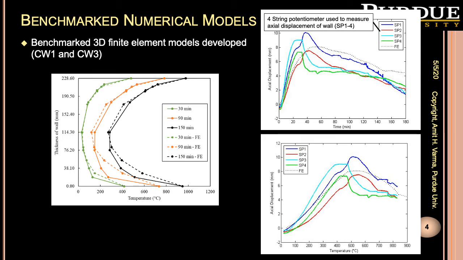The obtained axial displacement from finite element analysis for CW1 are compared with the measured displacements. Figures on the right show the axial displacements against the time and the surface temperature. The specimen expanded for about 45 minutes and up to when the surface temperature reached about 450 degrees Celsius. However, due to degradation of the mechanical properties of the material at elevated temperatures, the wall began to contract after 45 minutes.